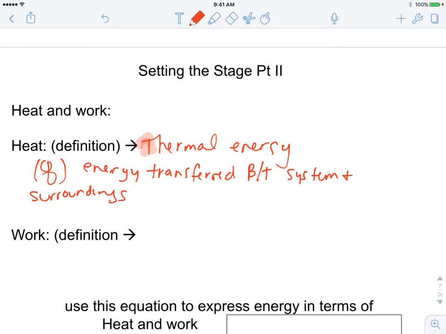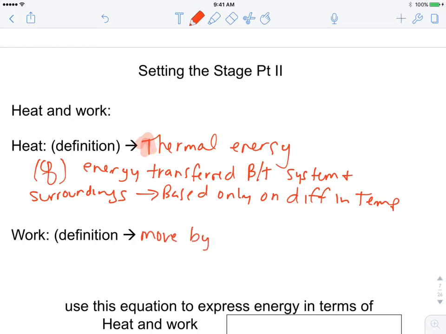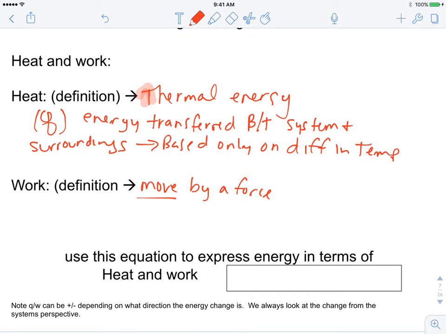And the thing is that this is based only on differences in temperature. And then we have this work definition, and this is going to be energy transferred when an object is moved by a force. The thing is that in most chemical reactions, both are occurring. You have heat, you have work. You drive a car, it gives off heat, but it also is doing work. It's propelling you, it's bringing you places. And so we can combine them together.